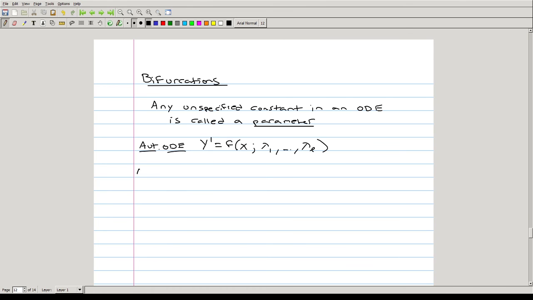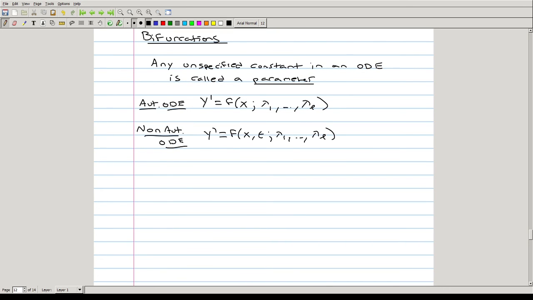And a non-autonomous ODE is the most general kind. It will just depend on the independent variable t as well as the f function, as well as all these parameters. And the idea of bifurcation theory and bifurcations is that we want to study, and one of our main approaches is going to be to study how the solution changes with respect to its parameters.